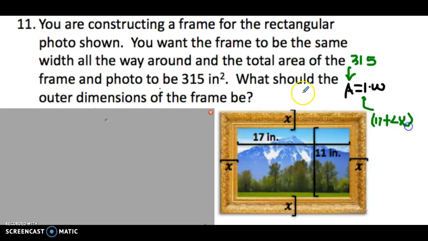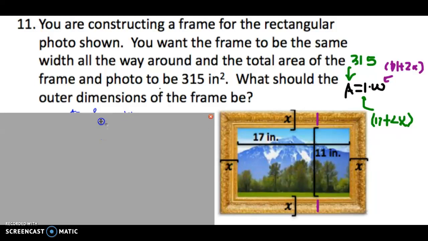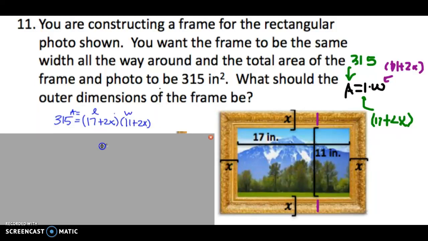Okay, and then same goes for the width. Okay, so the width we know is 11 inches, right? But we also have this x down here and this up here, so that's really going to be 11 plus another 2x to account for the frame. Okay, so whenever you solve the problem, when you create your quadratic equation, you're going to have the area is 315, the length is 17 plus 2x times the width is 11 plus 2x. Does everybody understand how we got that?